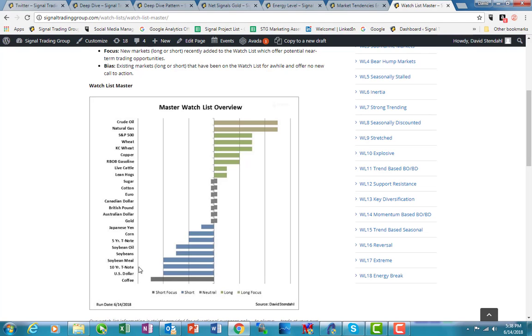Well, my friends, this is where it begins. When we look at the watch list here, we have these types of markets: sugar, cotton, euro, Canadian dollar, British pound, Australian dollar, and gold. These are the phases, these are the markets that typically are going to do pretty well for ourselves.